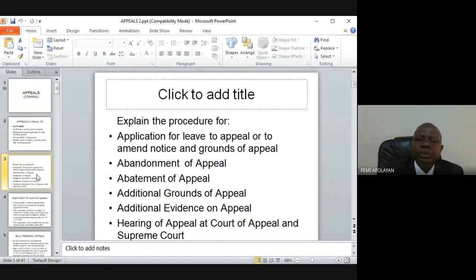Students will also be able to explain the procedure for application for leave to appeal or to amend notice and grounds of appeal, abandonment of appeal, abatement of appeal, additional grounds of appeal, additional evidence on appeal, hearing of appeal at the Court of Appeal and Supreme Court.